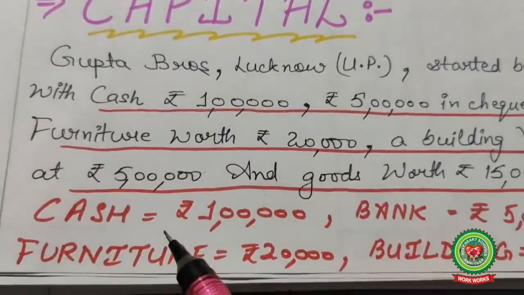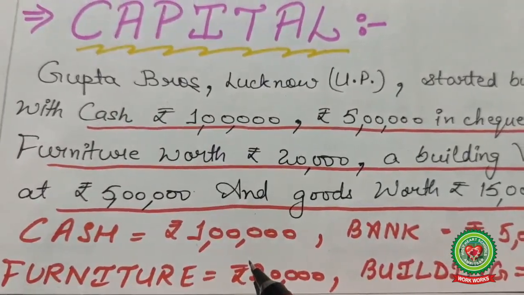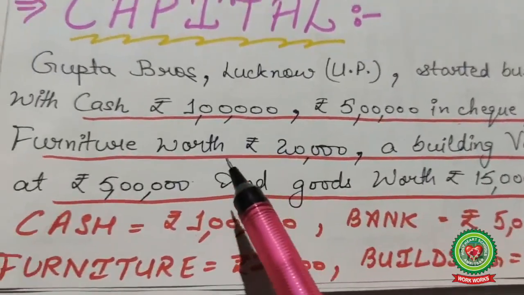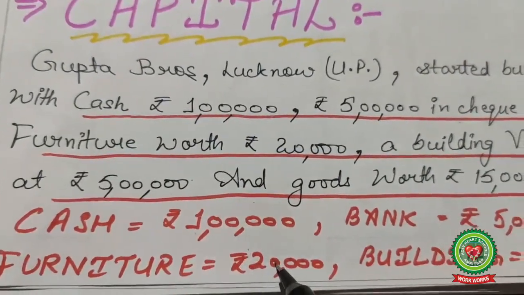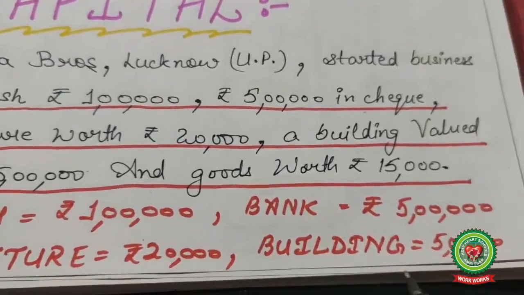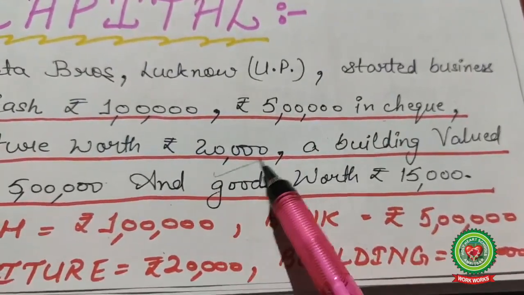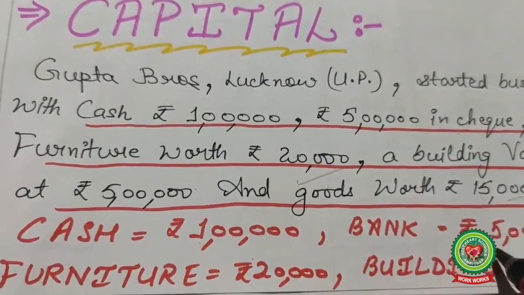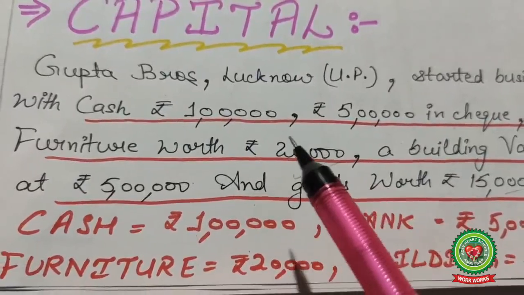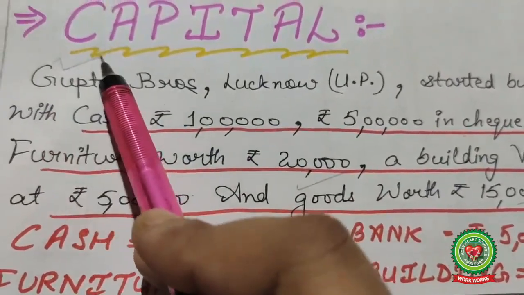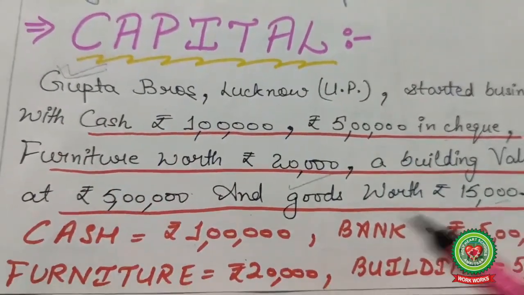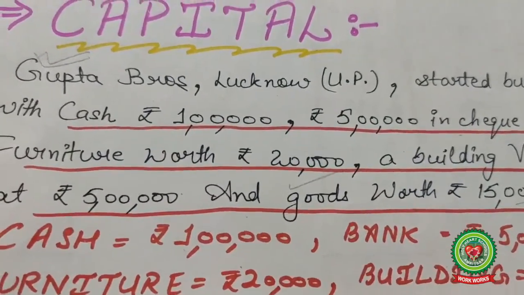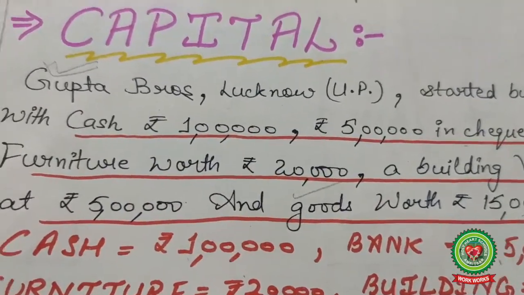Capital invested: number 1, cash invested 1 lakh, then bank account by cheque 5 lakh, furniture worth rupees 20,000, a building worth rupees 5 lakh, and also the stock of goods 15,000. So all these things are considered as capital. While starting a business, the amount invested by the person, Gupta, is considered as capital. Money invested in the business at the starting point is considered as capital.